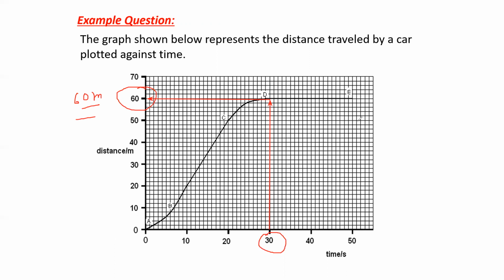How do we work out the distance traveled by the car after 30 seconds? We just draw a line from 30 seconds and find out the distance from the y-axis to identify the distance traveled in 30 seconds.